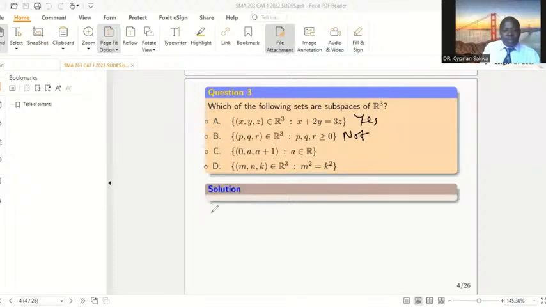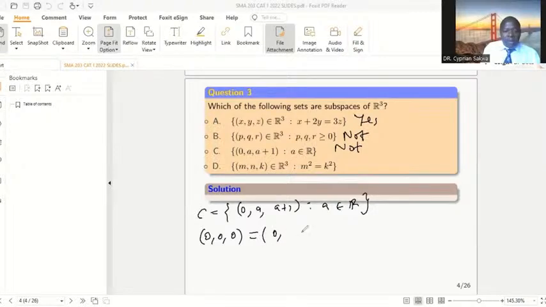Now, C is a set comprising of (0, A, A plus 1), such that A is a real number. Now I can see that this C is not a space. What is my reason? My reason is I want to suppose that C has a 0 vector. Suppose it has a 0 vector. Then this 0 vector will be equal to what I have here.